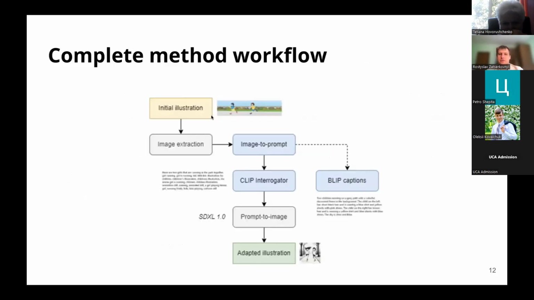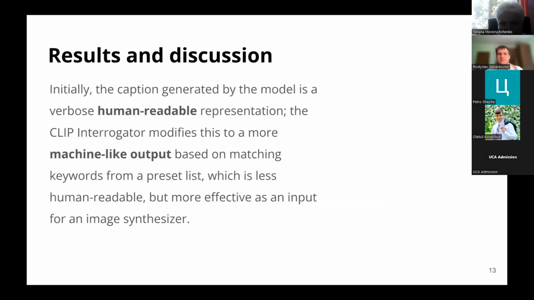So a complete workflow of our method is we go from an initial illustration, extract the prompt from the image using an image to prompt algorithm to obtain these human readable captions, but also captions from machine learning models. We pass those captions to the machine learning model and turn it into an adapted illustration. This process is also repeated for each illustration in the book, and we even have ways to automatically substitute them into the book, if that is required.